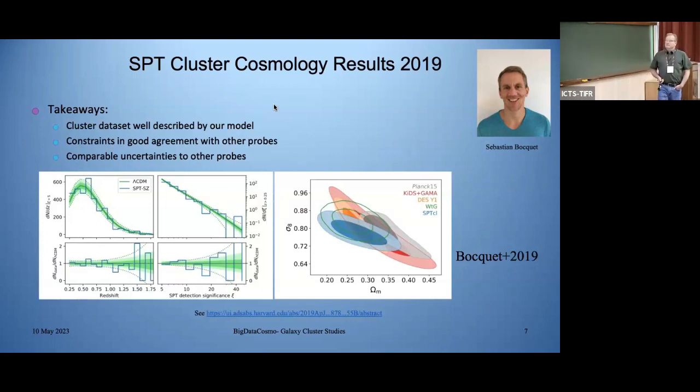Okay, the takeaways of this analysis then, just jumping to the chase, is that the cluster data set is well described by our model. What do I mean? I showed this plot before, but let me emphasize now. The green region is the 1 sigma region allowed by the uncertainty by the posteriors and all of the parameters that we fit. And here's the redshift distribution, here's the Xi distribution. And you can see, and the data points are the histograms. These are 2 projections. And you can see that the data and the model are consistent.